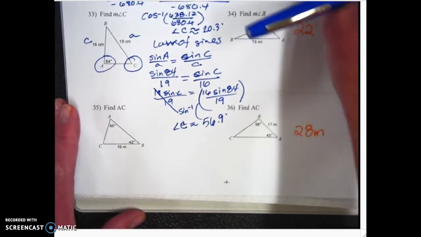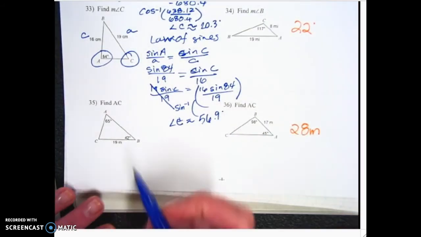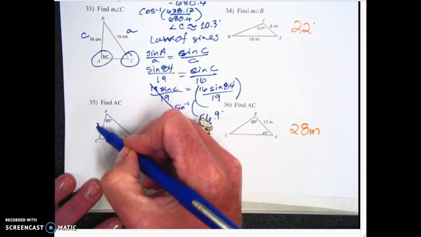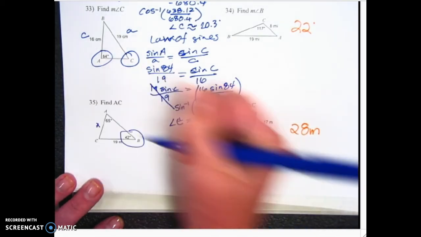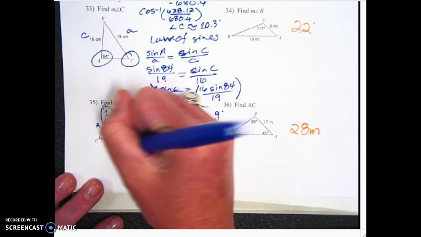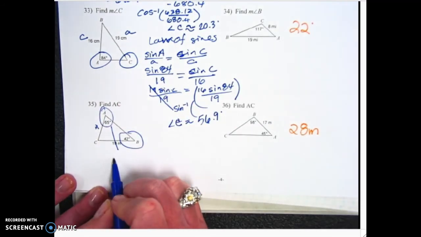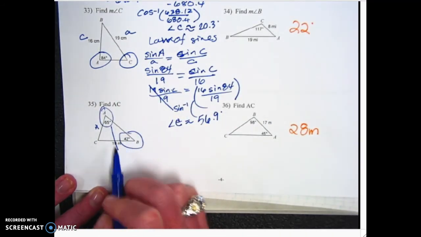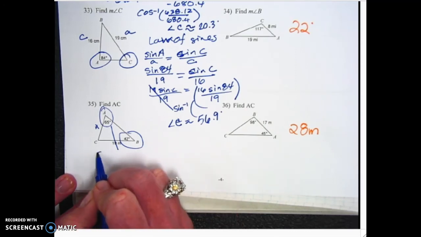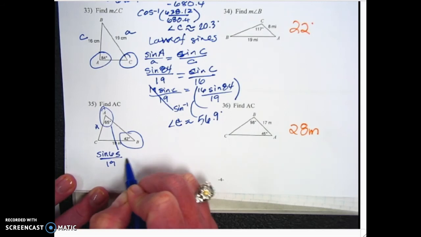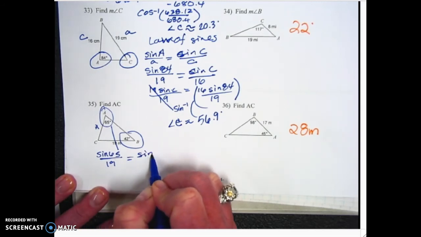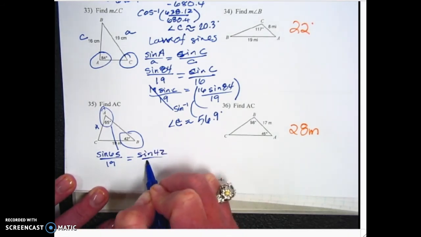Number 35. This side they want you to find side AC. So I'm going to call it X for now. So I've got angle B and its opposite side. I've got angle A and its opposite side. So I'm going to use law of sines again. And I'm going to plug in the numbers. So I'm going to say sine of 65 over 19 equals sine of 42 over X.